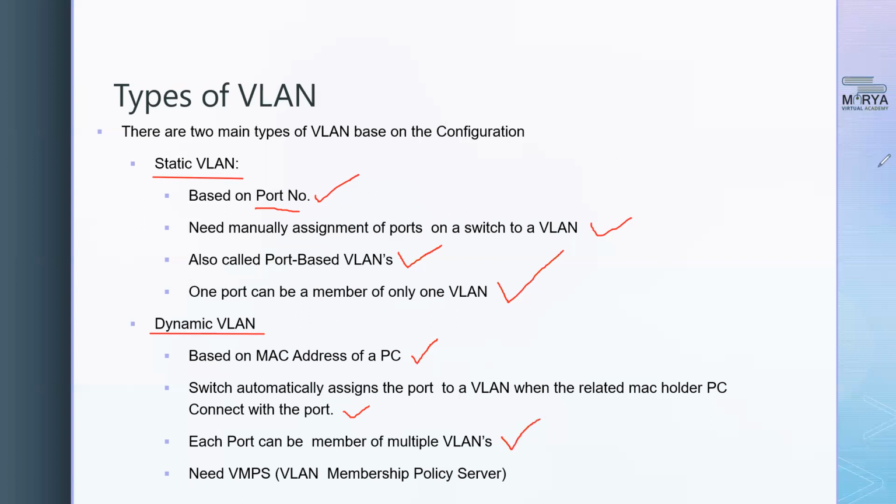Here, it is possible for a port to be a member of multiple VLANs, but not at the same time, because at the same time, they can only support the connection of one computer, okay? Not at the same time, but at different times, they can be a member of multiple VLANs. For dynamic VLAN, we need a VMPS server. VMPS is a VLAN membership policy server. So these were the types of VLANs based on configuration, okay?